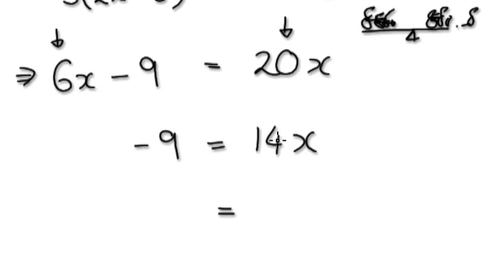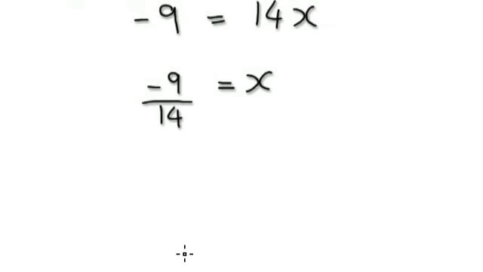Now divide both sides by 14. So you will have x on this side, and you will have minus 9 over 14 on the other side. Okay, so now it's your turn.